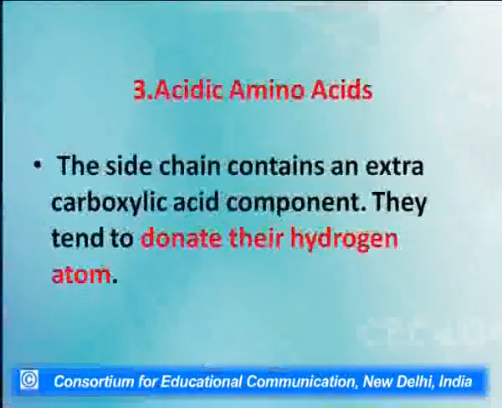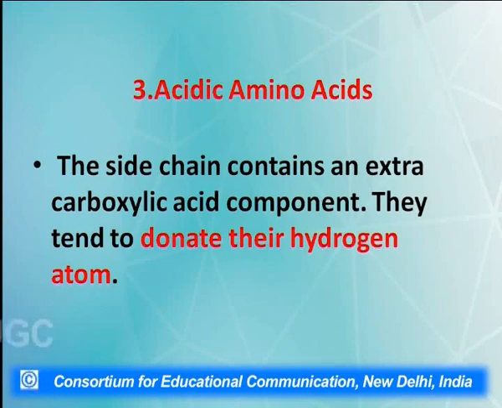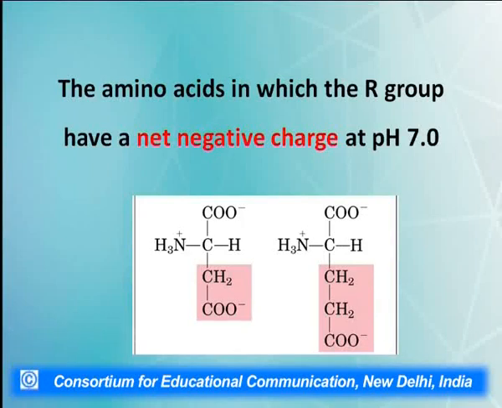The third category of amino acids are the acidic amino acids. Now if they're acidic in nature, what we have to remember is that the side chain has to have an extra component, that is, it will have a carboxylic group. And since it has a carboxylic group, it will have the tendency to give a proton, a hydrogen atom. And since it is giving a proton, these acidic amino acids will have a net negative charge, as I've already said, at pH 7.